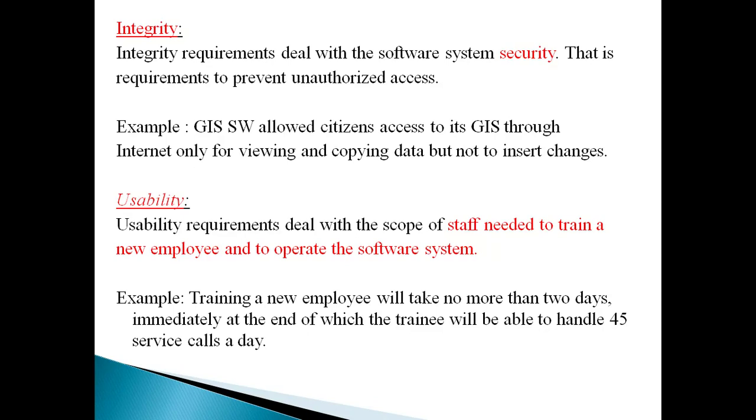Usability. Here the usability requirement deals with the scope of staff training needed to train a new employee to operate the software system. Training the new employee will not take more than 2 days, at the end of which the trainee will be able to handle 45 service calls a day.